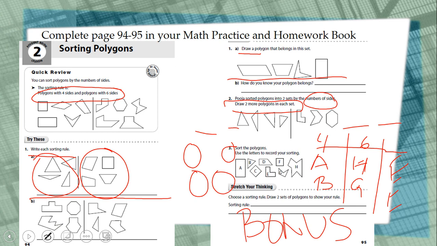Otherwise, please complete pages 94 and 95 in your math practice homework book. That is your one special math job today. So enjoy your 2D shape work, and keep it in mind for tomorrow. You'll be doing a different shape work exercise in math. So make sure that you get this done today.